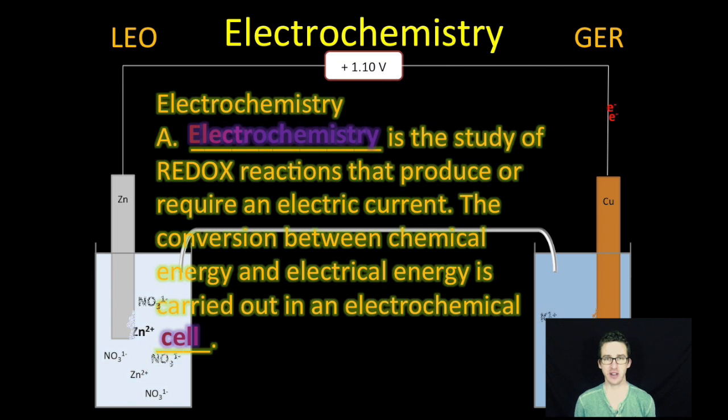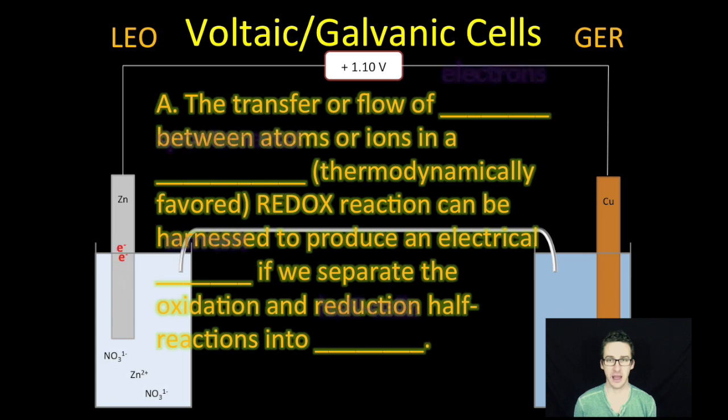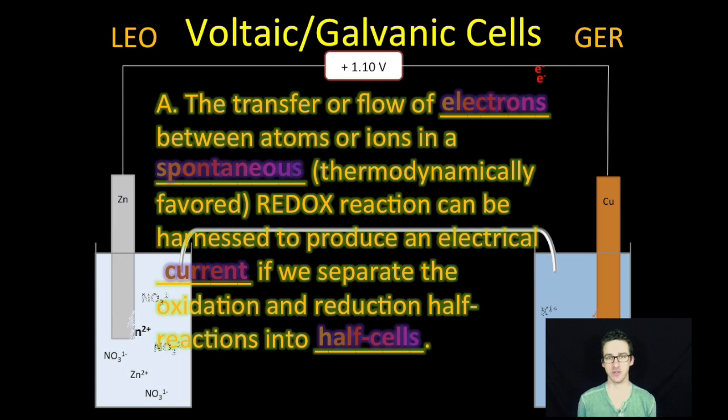Okay, so before we begin talking about voltaic cells, let's first recognize the beauty of electrochemistry. It is the study of redox reactions that produce or require an electric current. Basically, it's the merging of these two great things: electricity, chemistry, electrochemistry. Now, the conversion between chemical energy and electrical energy is carried out in what we call an electrochemical cell. There are actually a couple different types of electrochemical cells, but we're going to focus in this video on the specific type in which the transfer or flow of electrons between atoms or ions is a spontaneous one, or thermodynamically favored.